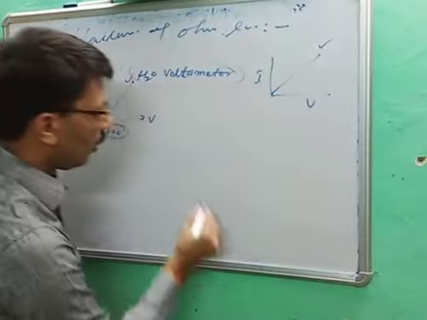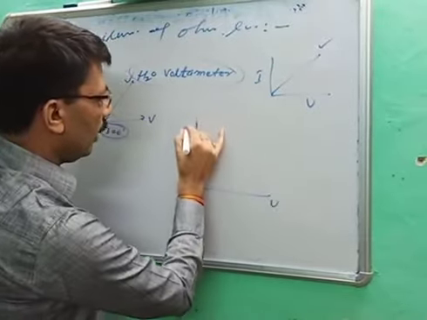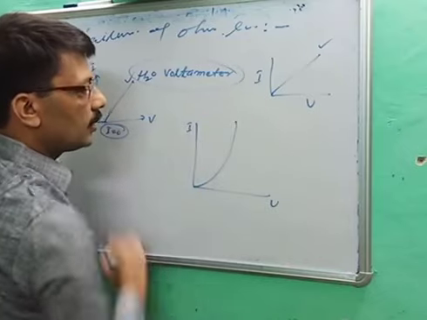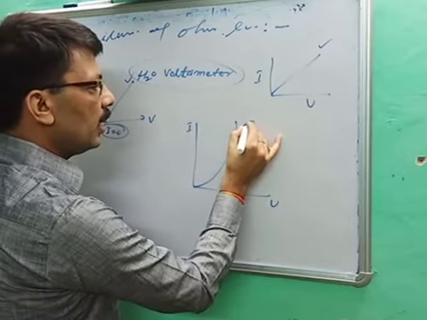Second point. Let us see another graph, V and I like this. This is the graph of a semiconductor.